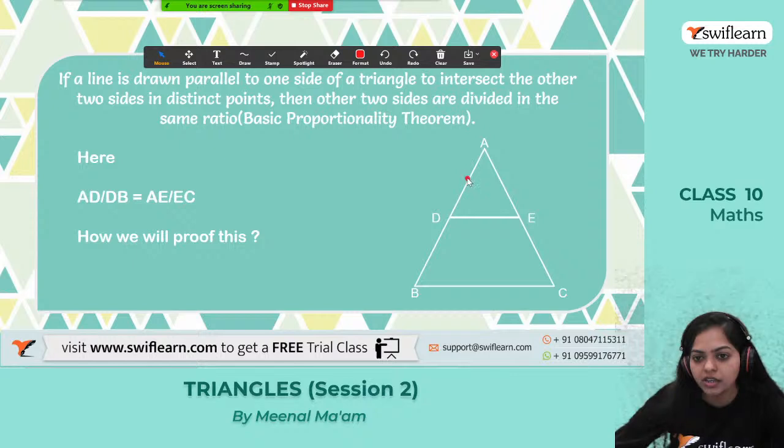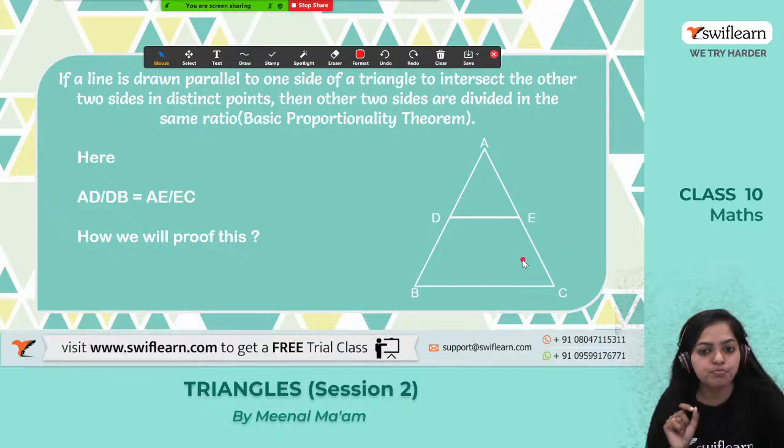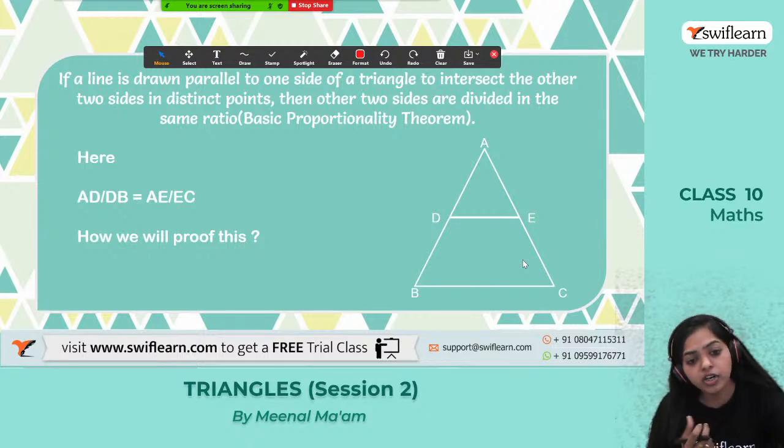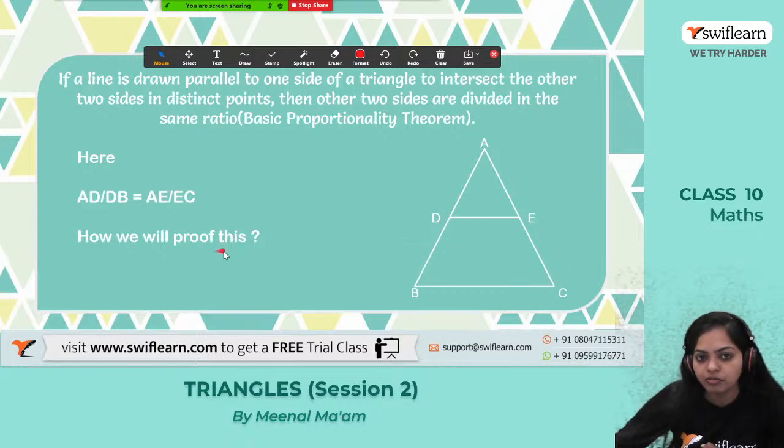AD upon DB is equal to AE upon EC. If DE is parallel to BC, then what will happen? AD upon DB is equal to AE upon EC. Got it? So this theorem is known as the basic proportionality theorem. In exams, you will get this basic proportionality theorem and you will also have to do its proof in the exam. So let's have a look at the proof.